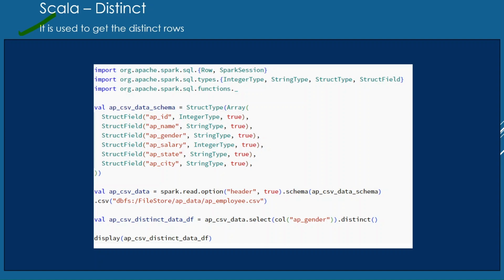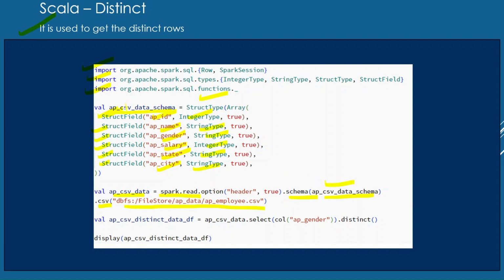I will show you in this exercise. Here I am just importing all the required libraries. I am creating a schema with the help of StructType and StructField. With StructField, I am defining 6 columns and their data types: AP id, integer data type. AP name column, string data type. AP gender, string data type. AP salary, integer data type. AP state, integer data type. AP city, string data type. With the help of the spark.read.csv function, by passing the address of a CSV file, I am creating this data frame with the schema which we have created above.